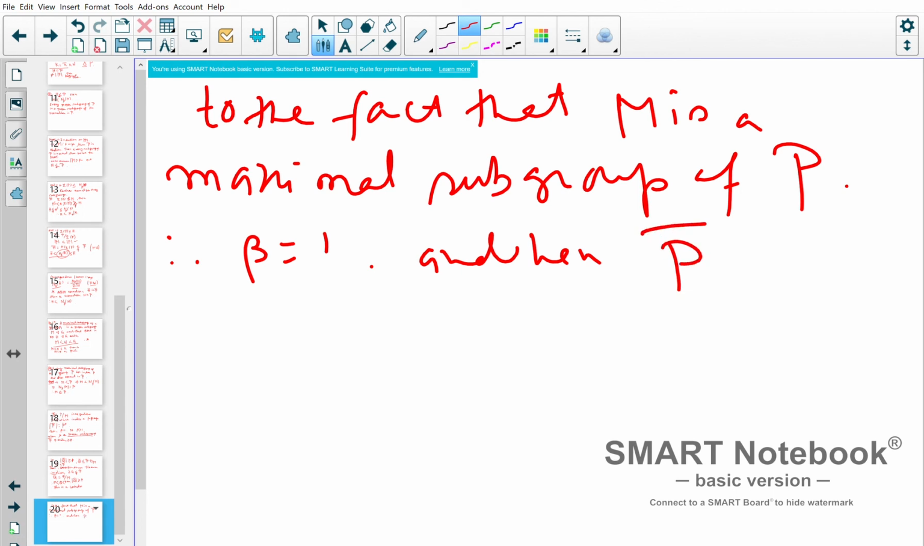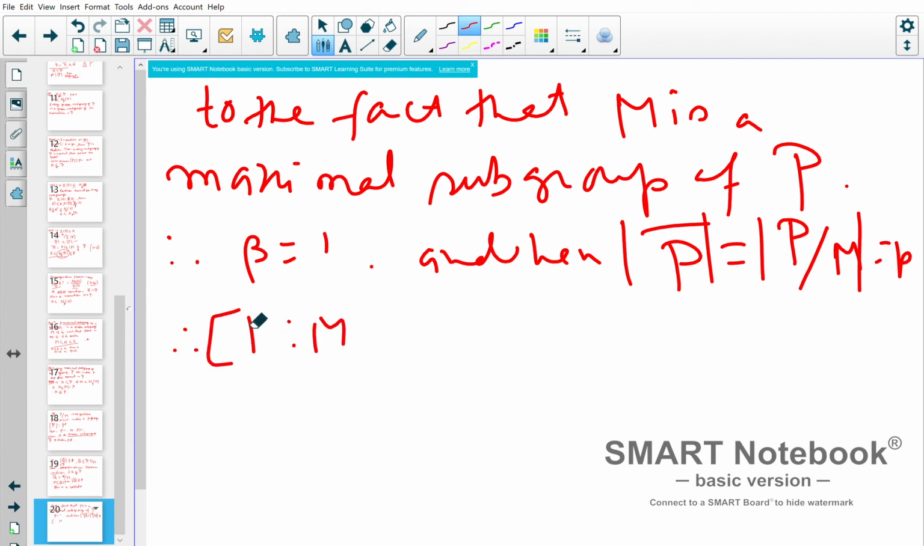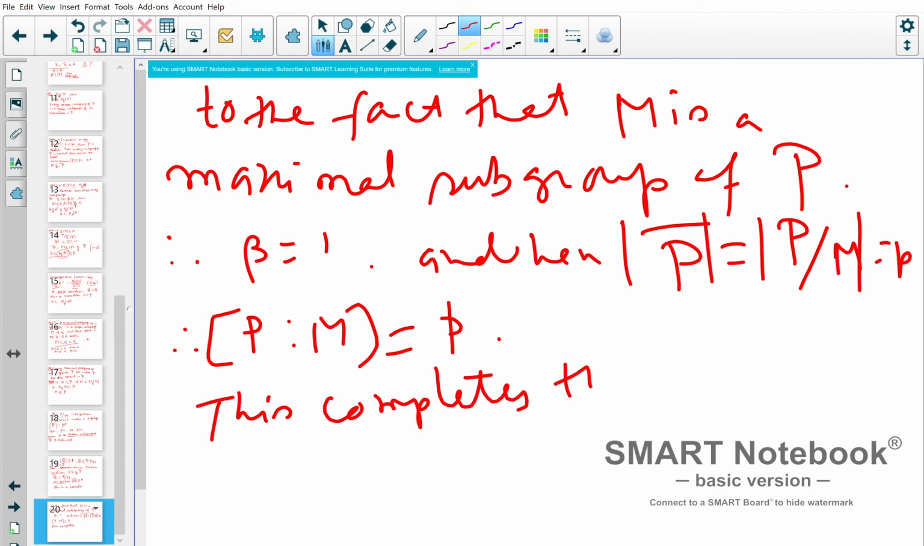And hence the order of P bar is equal to P only. This cannot be 1, because if it is 1, then M is not a proper subgroup. So the index of M inside P is the prime P. So this completes the proof.